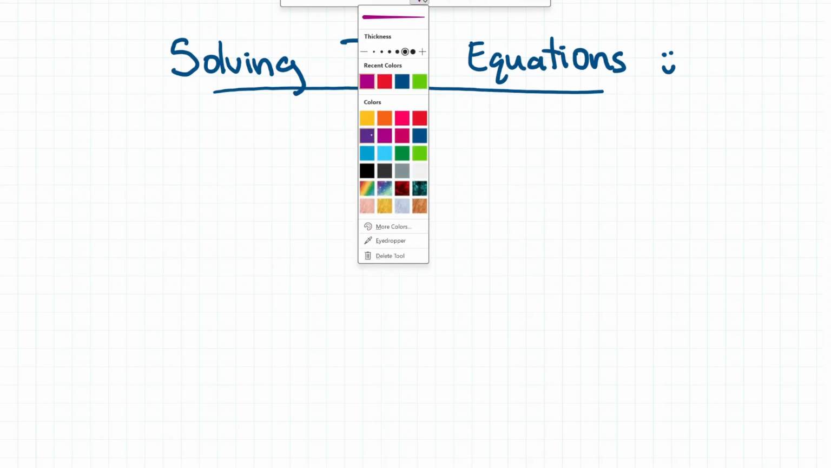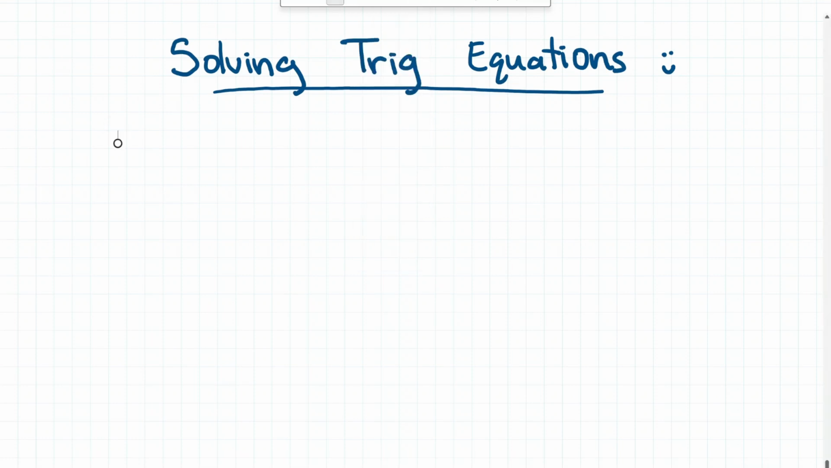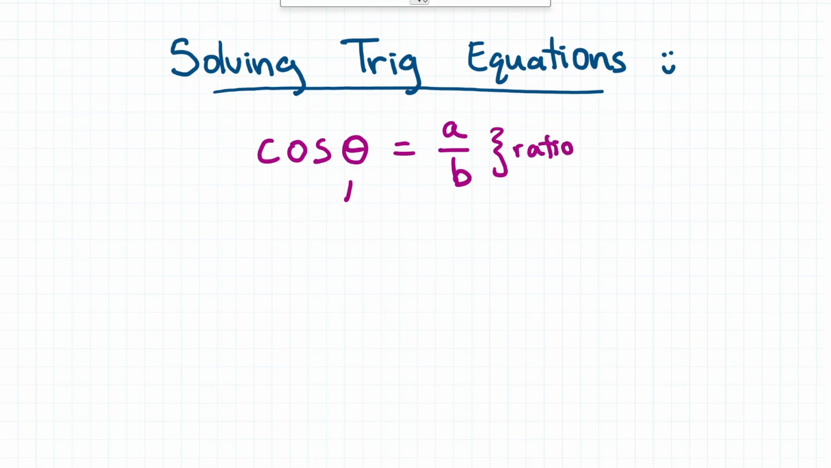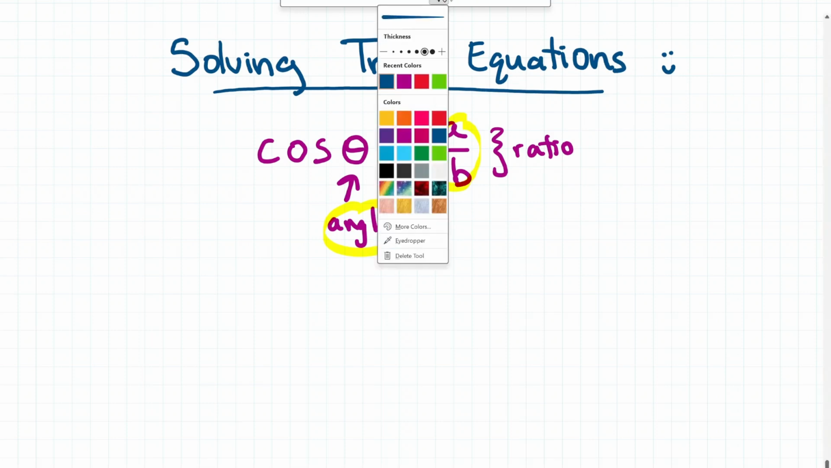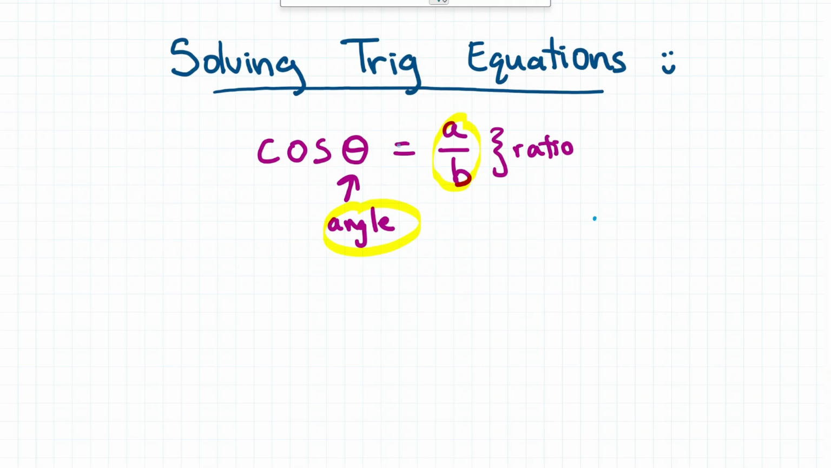Essentially what we're doing is, if you have some sort of trig function, let's say for example cos theta equals some number, let's say a over b, where a over b is our ratio and theta is our angle. What we're going to be doing is solving for the angle given a specified ratio. And we're going to explore different methods for how to do this. Okay, let's dive into our first example to see how this is done.